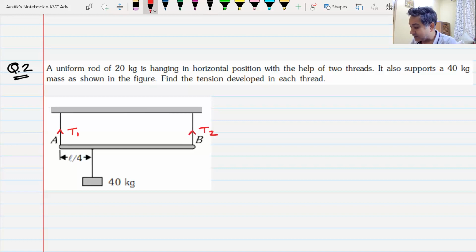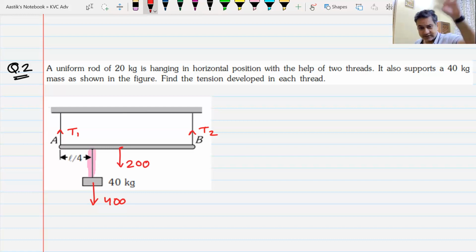The tension in this string, the yellow string or the pink string, will be an internal force, so they will cancel each other out. So the only other external force that remains is 400 newtons. Do we understand this? Yes or no? Apart from this, there is the weight of the rod, which is 200 newtons. Do we understand?